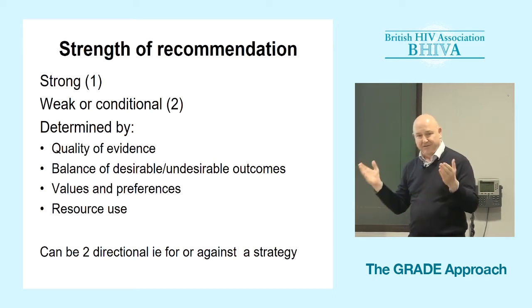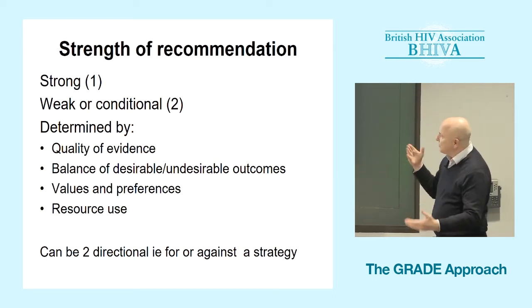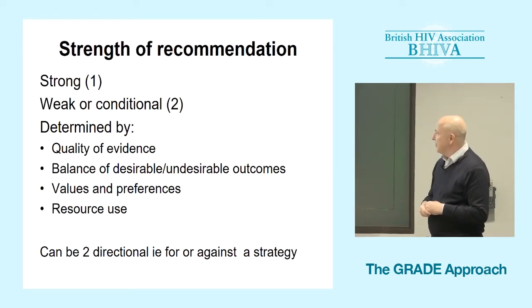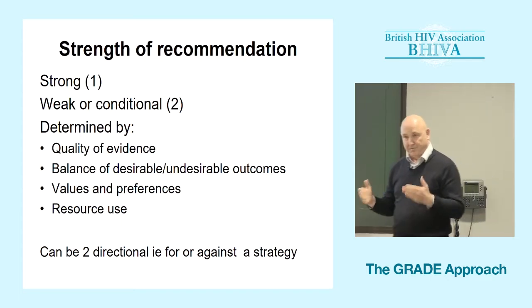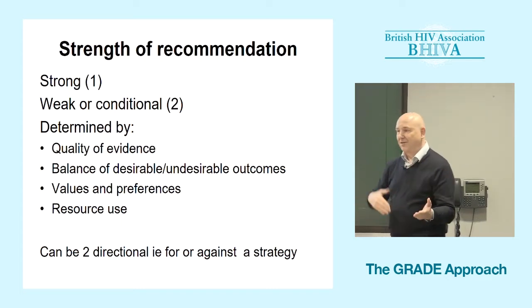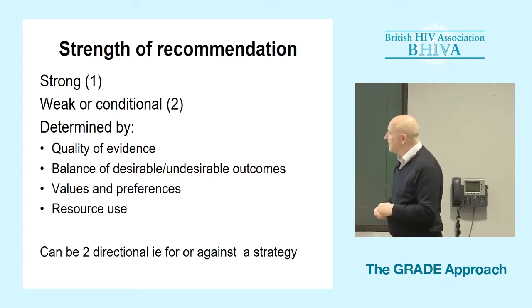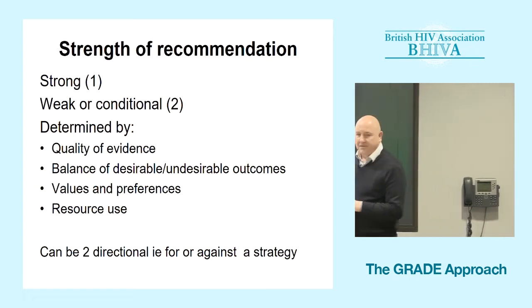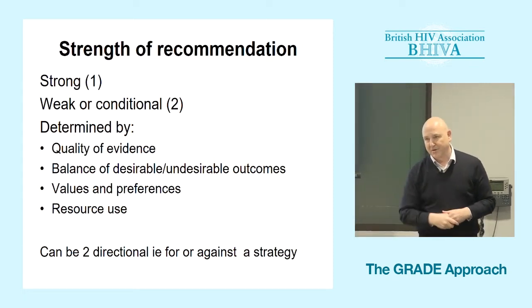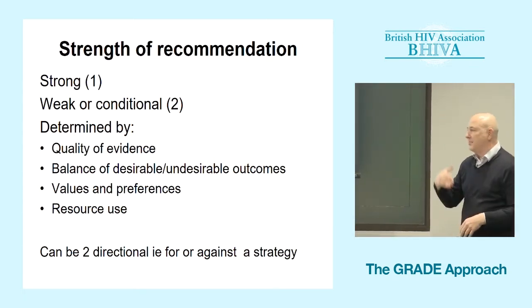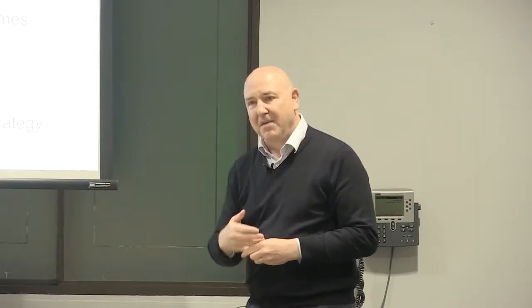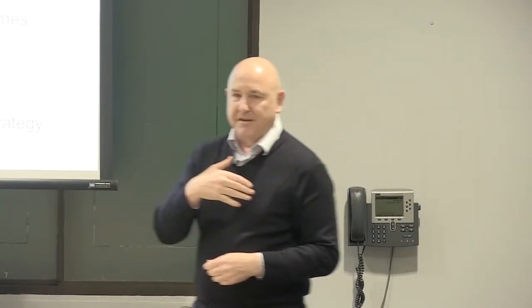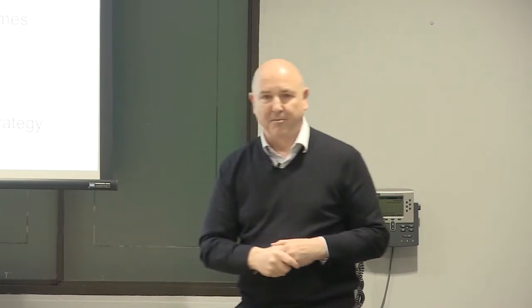And therefore you would have to decide which of those preferences, or desirable and undesirable outcomes, the balance should be. Should it favour the efficacy, or should it favour the tolerability? And this is important. The values and preferences are also important for the guideline committee because there will be community people, there'll be doctors, there'll be pharmacists, and they may well have different values and preferences in terms of their balance of desirable versus undesirable outcomes.